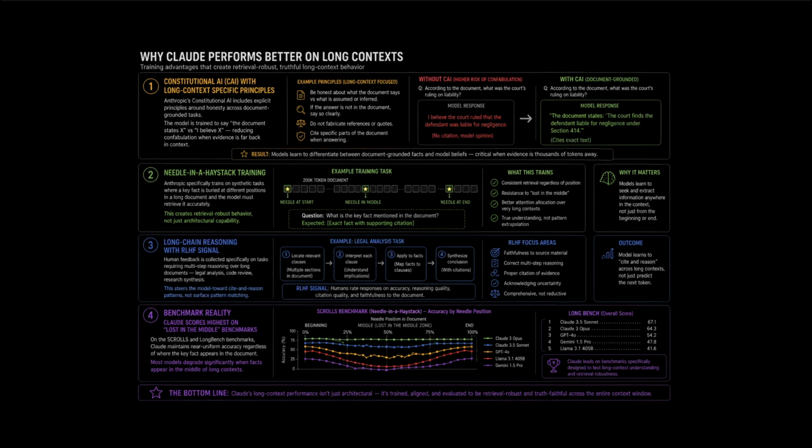page 497. See, architecture creates a capability, training creates the behavior, and this is where Anthropic's research background becomes a real competitive advantage. Their constitutional AI framework isn't just about safety, it explicitly trains the model to be accurate and grounded when working with documents. Anthropic uses needle in a haystack tasks during training, that is, synthetic documents with a key fact buried at different positions, and the model is trained to retrieve it correctly regardless of the position. On the SCROLLS benchmark, which specifically tests long document reasoning, Claude shows the flattest accuracy curve, meaning it doesn't dramatically degrade when facts are buried in the middle of a long document. GPT-4 and Gemini both show more degradation in that middle region.